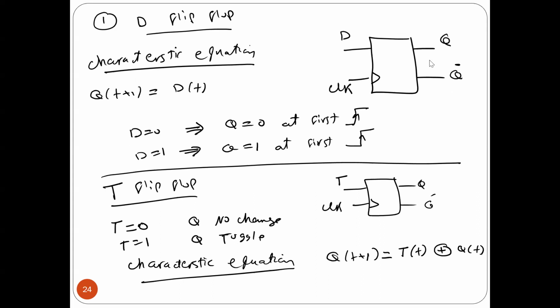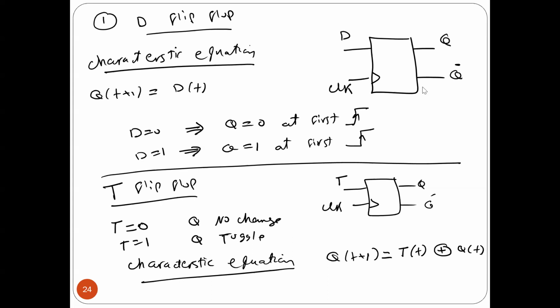Okay, so let's see. The first one here, I told you last time, is called D flip-flop. As you see here, in the D flip-flop, it has only one input. We call it D, one input. We have Q, and usually we have Q prime. Q is the stored value. Q prime is the opposite, so it's the complement of Q.